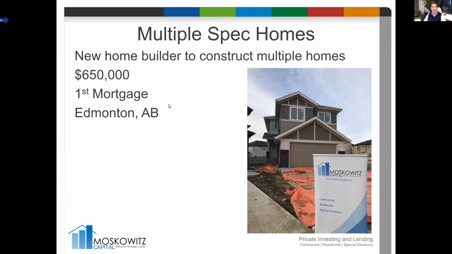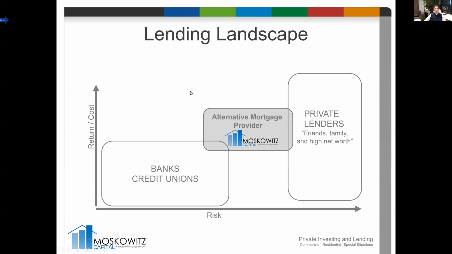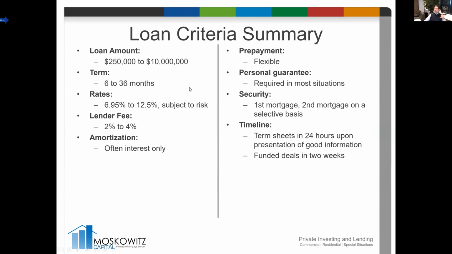Who cares about that? Okay, let me show you some real deals. Actually, before I do that, let me give you a bit of context of where we fit in the world of construction lending. So we're between $250,000 and $10 million. Our loans are 6 to 36 months. Our rates are between 7 and 12. Really, most of our stuff today is sub 10%. Lender fees between 2 and 4. Sometimes if we really love a deal, we do a deal at 1%.